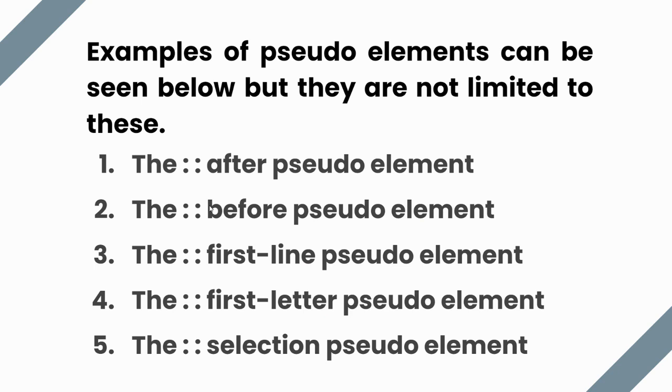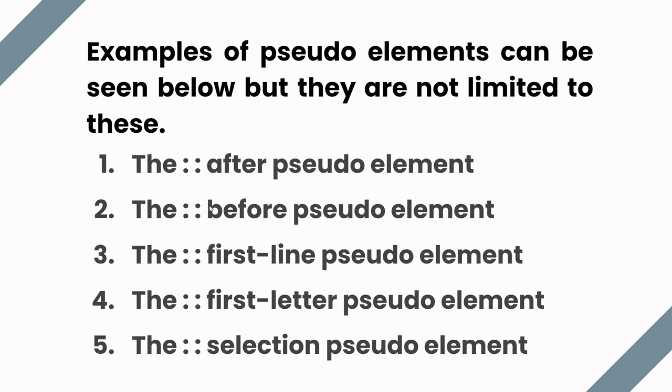So examples of pseudo elements we have in CSS can be seen below, but they are not limited to this, because the pseudo elements in CSS are really a lot, probably up to 20 or 30 of them. But for the sake of this, we'll just be looking at these basic ones. And these particular pseudo elements are some of the most popular ones in CSS, that are also used by users.